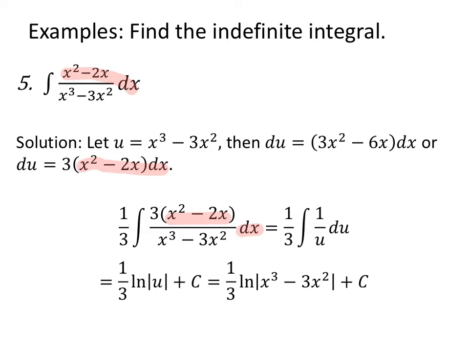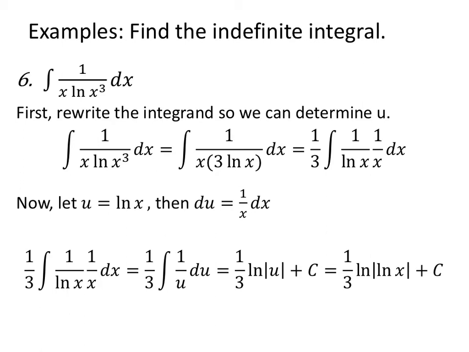1/3 the integral of 1 over u du becomes 1/3 the natural log of absolute value of u plus c. Replace our u value, and there we have the solution. Do not forget the absolute value. As you're doing these problems for your homework, absolute value is essential. It's absolutely necessary.